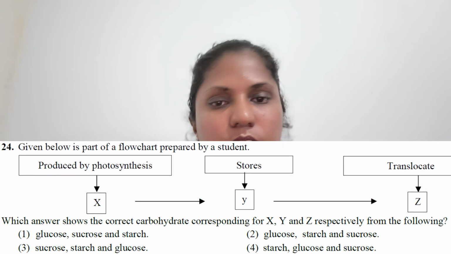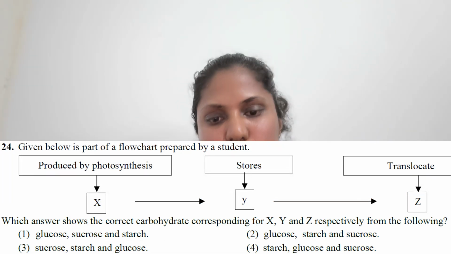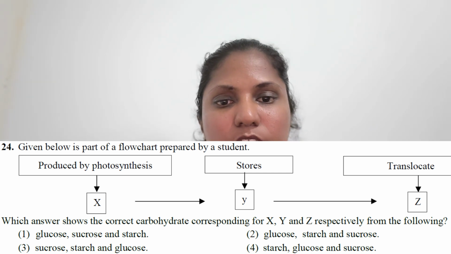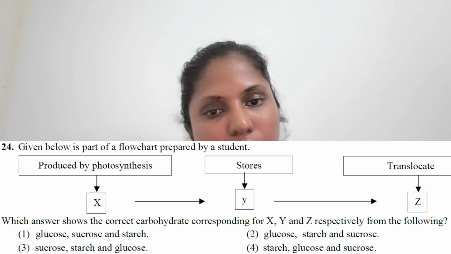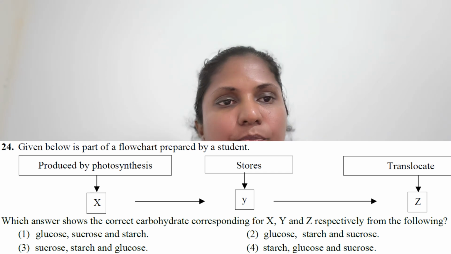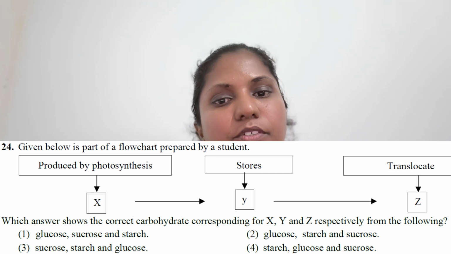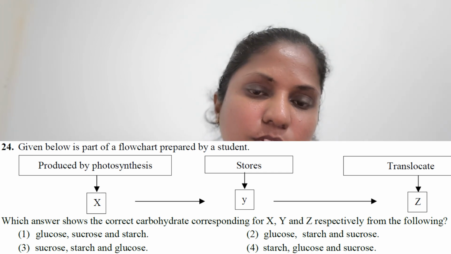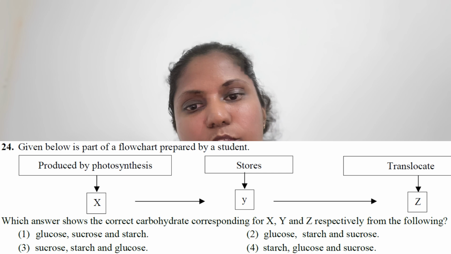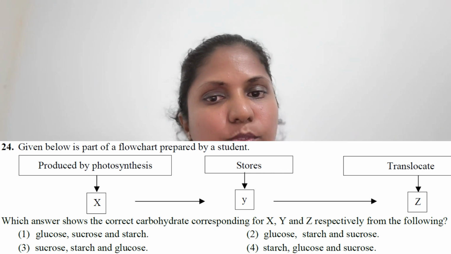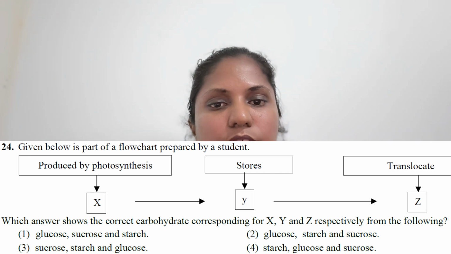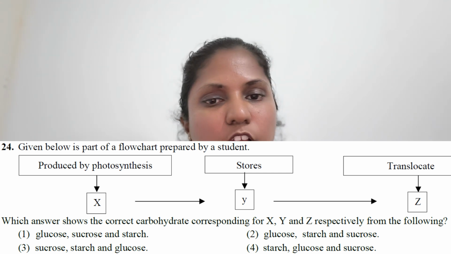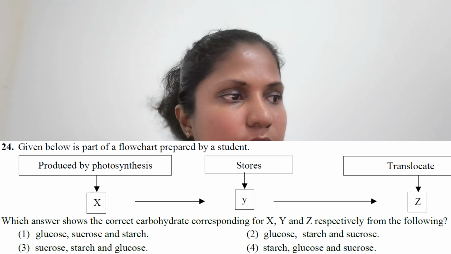Right, now let's focus on question number 24. To understand the answer for this question, you have to recap your knowledge about the productions during photosynthesis and the carbohydrates that are produced during these processes. So which carbohydrates are produced, which are transformed, which are stored, and which are transported. We have to have the idea of all these aspects. So this flow chart is illustrating those aspects.